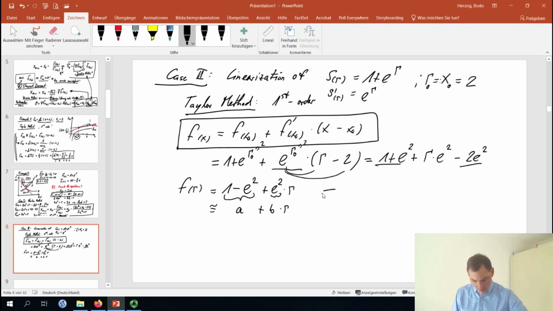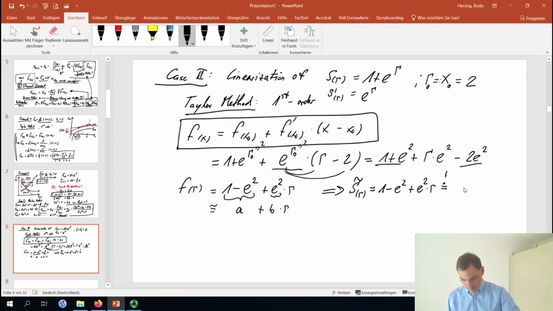So now back to the problem. We want to know the equilibrium point. That's now my saving function, but call it the linearized saving function, therefore I put a tilde over s. My linearized saving function is 1 minus e squared plus e squared times r, and I equate this to my investment function in order to find the equilibrium solution. What is my investment? Do you remember? It was 11 minus 1 over 2 r. Okay, and now we have to solve it for r.